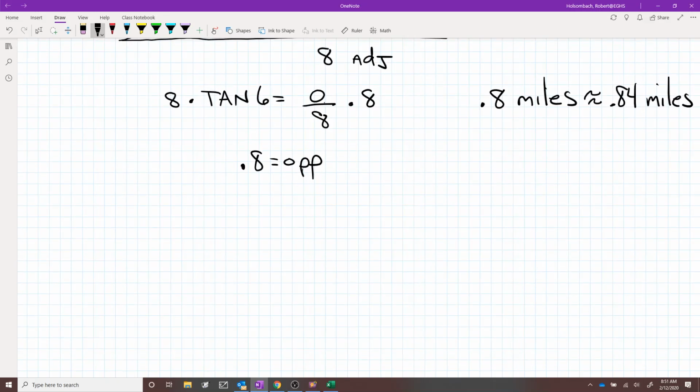Alright, numbers 4 and 5. Number 4 says the sine of what angle equals 2 over 25. So this is a straight calculator problem. You take 2 divided by 25 in your calculator, you push equals, and then you push second sine, and that is 4.59.